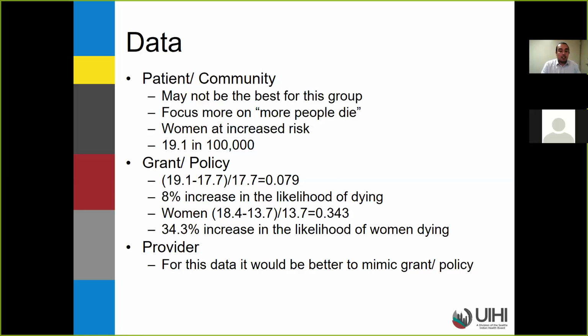So in this type of situation, given some of the considerations that had to go into patient or community populations, if I were to be providing information to providers, it would probably be more weighted towards the grant or policy. So being able to really focus on some of these comparative components as opposed to absolute rates.